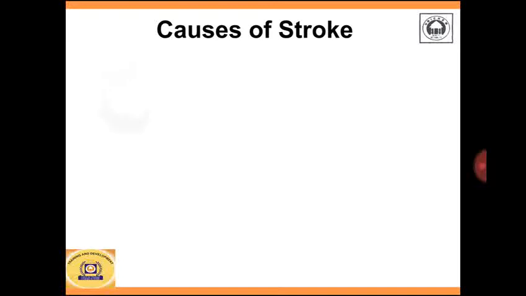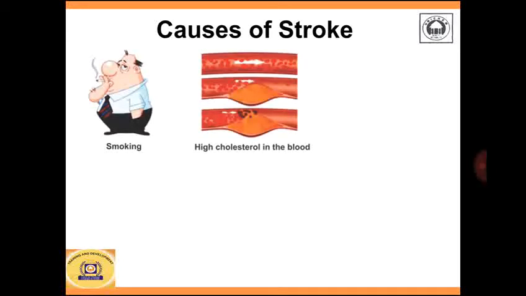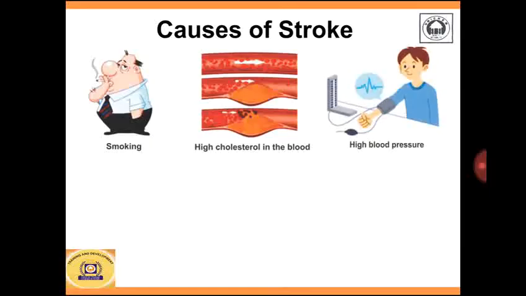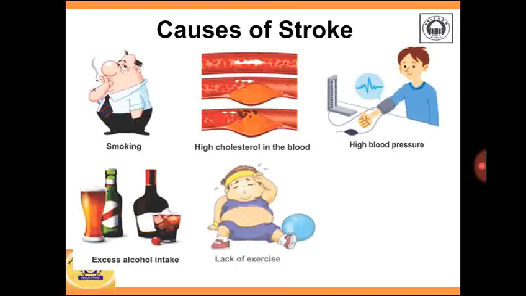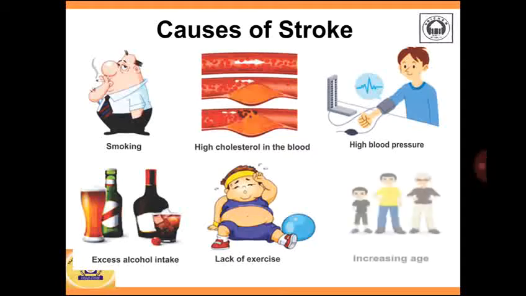Major causes of stroke are smoking, high cholesterol level in the blood, high level of LDL, HDL is low, and when your TG level is high, that's called high cholesterol level in the blood. High blood pressure, or the patient is labeled as a hypertensive patient. The patient also taking excessive alcohol. Lack of exercise or lack of physical activity also increases the risk of stroke. And last but not the least, increasing age is one of the main causes of stroke.